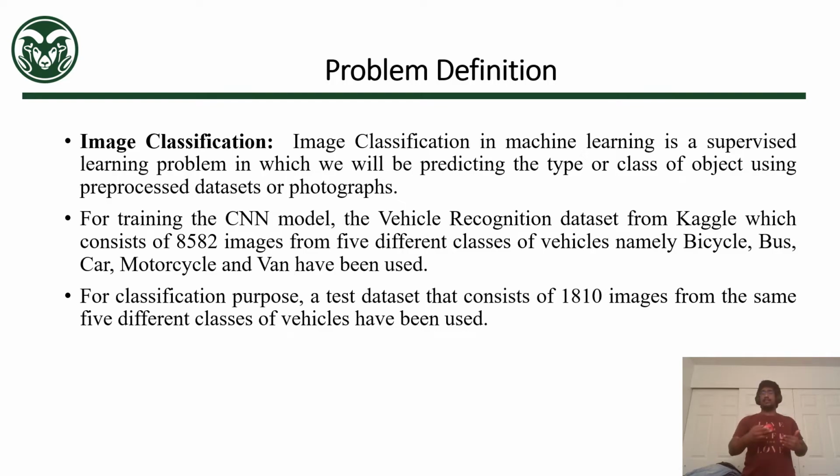For training the CNN model, I've used the vehicle recognition dataset from Kaggle website, which consists of 8,582 images from 5 different classes of vehicles, namely bicycle, bus, car, motorcycle and van. For classification purpose, I have used a test dataset that consists of 1810 images from the same 5 different classes of vehicles that has been used for training the CNN model.